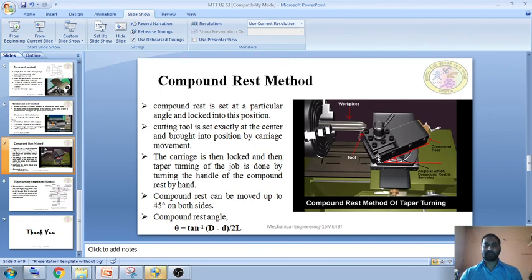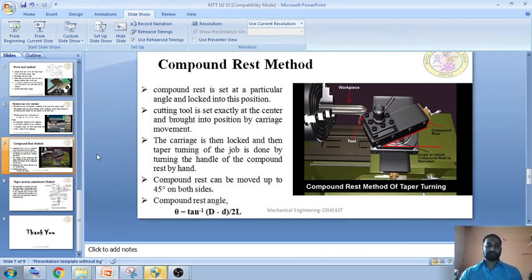Compound rest swivel method: here the compound rest is swiveled to a required angle by calculation and the tool is placed on the tool post. It is fed by rotating the compound rest hand wheel, not the carriage hand wheel, after swiveling the compound rest to the required angle.